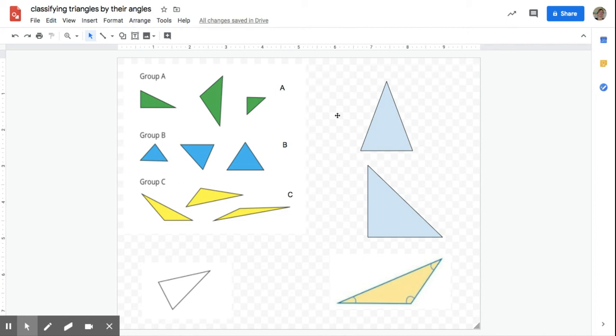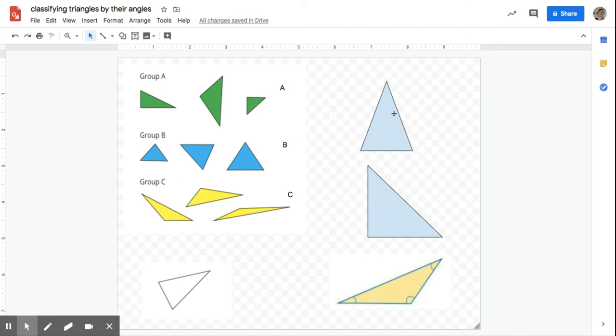Triangles can come in a huge variety of shapes. They can have all sides the same length, they can have all angles the same, they can have them all different. So many different types of triangles out there. However, when we look at triangles, there's a few things that are always the same.